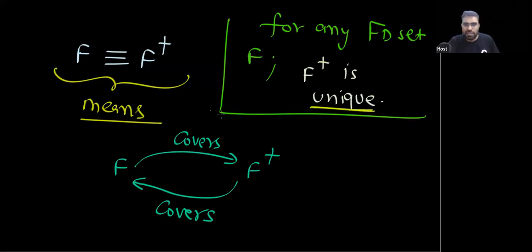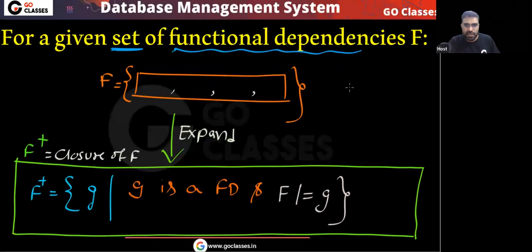Is this clear? Very simple point. So this F plus will be unique. Whatever FD set I give you, this F plus will be unique. So this is the idea: if you have a set of functional dependencies, you can expand it and get the closure of F. Now, what is the other direction?